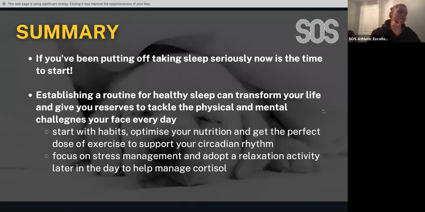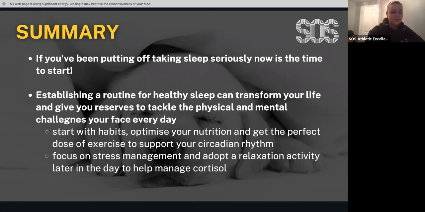Okay, so just to summarize, over the 3 parts, if you've been putting off taking sleep seriously, stop it. Now is the time to start focusing on it and improving it, because as we found, sleep is the foundation for everything. If you can nail your sleep, you're going to be healthier, you're going to perform better, you'll be able to think better, and the decisions you make will be better too.